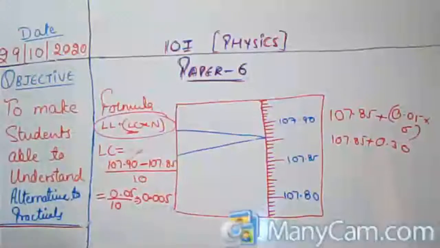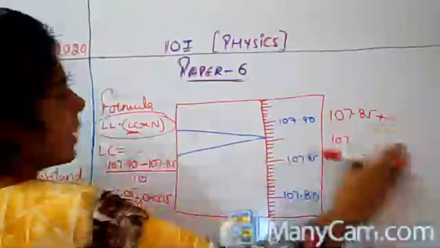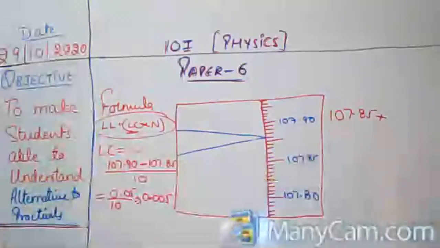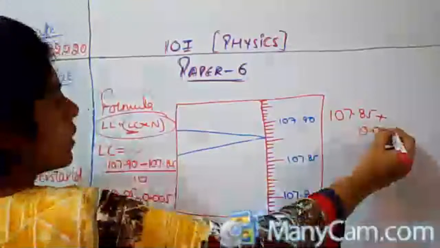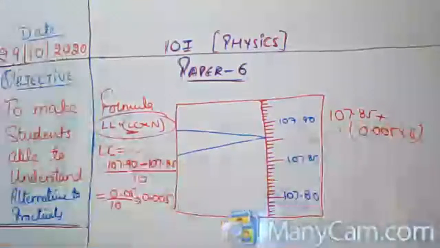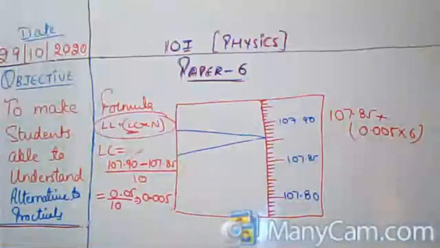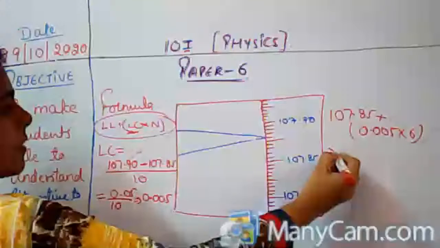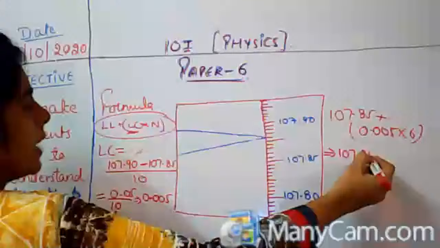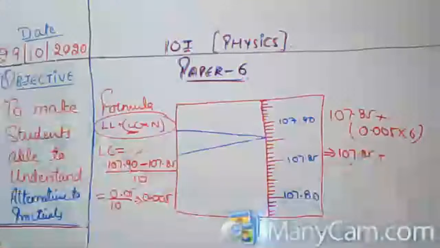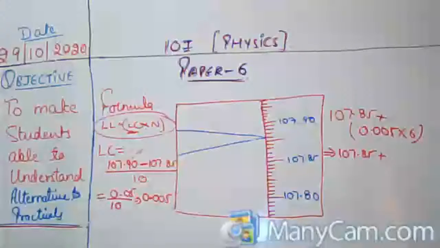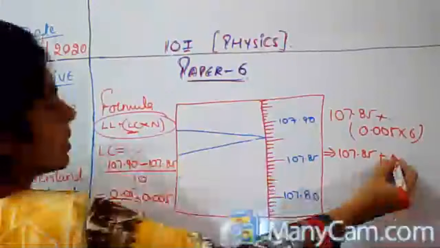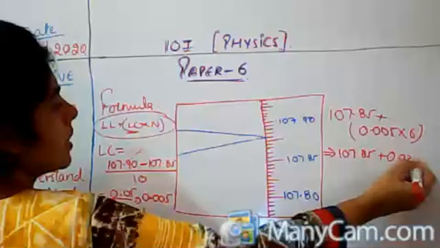That means where we wrote 0.5, it's going to be 0.005. Fine. So solve it. 107.85, 0.005 multiplied by 6, it is going to be 0.030. Now please add it. That's going to be all yours.